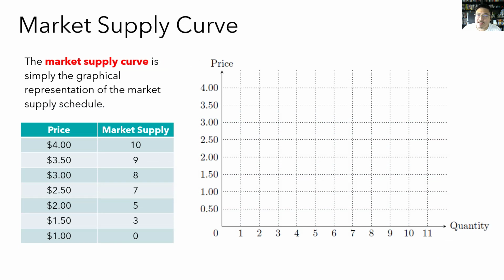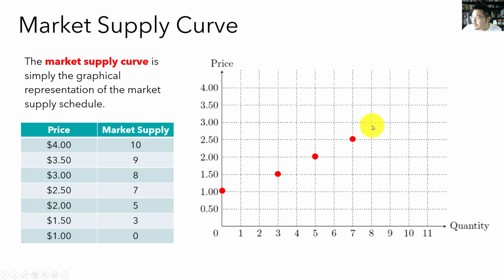So now let's translate that to the market supply curve. Here's the market supply schedule that we just calculated, and we're just going to translate that into the graph here, okay? Again, let's start at the bottom. At a price of $1, the market supply is going to be 0, so that's right here. At a price of $1.50, the market supply is going to be 3, and so that's right here. At a price of $2, the market supply is going to be 5, and so that is right here. At a price of $2.50, the market supply is going to be 7, and so that is right here.